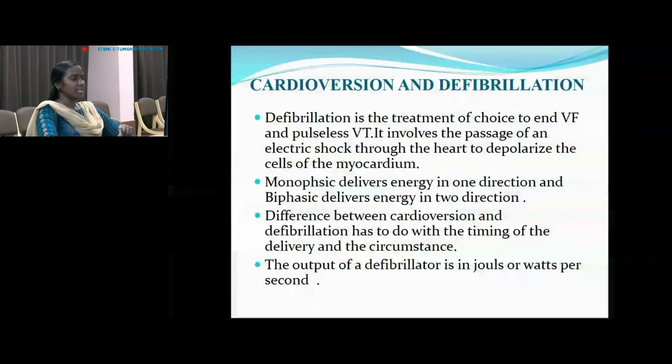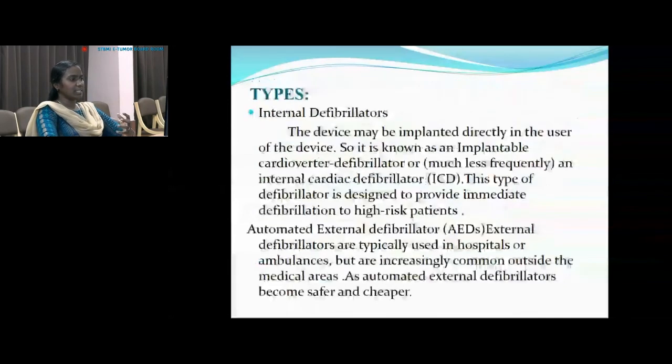Internal defibrillators are implanted directly in the user of the device, so it is called the implantable cardioverter defibrillator, and this type of defibrillator is designed to provide immediate defibrillation to high-risk patients. The automated external defibrillator is mainly used in hospitals and ambulances, but is increasingly common outside the medical areas. We could see AEDs in malls and big shops also, to provide emergency treatment. We are using these AEDs outside hospitals also.